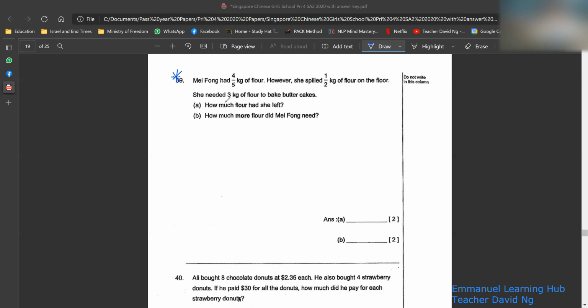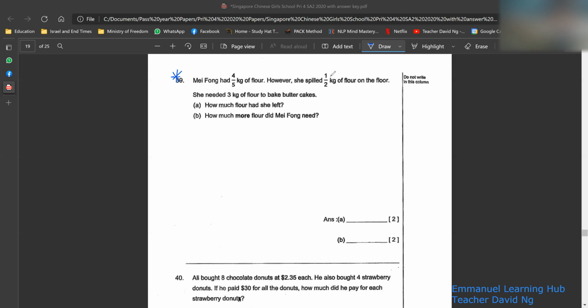Okay, Mei Fong had 4/5 kilograms of flour. However, she spilled half kg of flour on the floor. She needed 3 kilograms of flour to bake butter cakes. I have a question for you. The fractions indicated here, are they quantity or actual fraction? Quantity, right? How do you know? Because got kg. Now you're smart already. So these are all quantity.